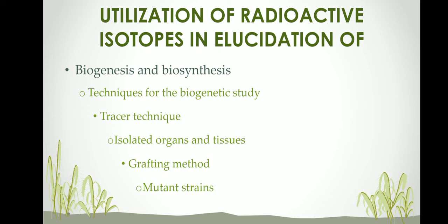One technique used for such studies is the use of radioactive isotopes, also known as tracer technique. How to trace the biosynthetic pathways by using radioactive isotopes. There are various techniques used for these biogenetic pathways or biosynthetic studies, and those techniques include tracer technique, second one isolated organs and tissue, third one is grafting method, and fourth one is mutant strain. So first one, tracer technique.